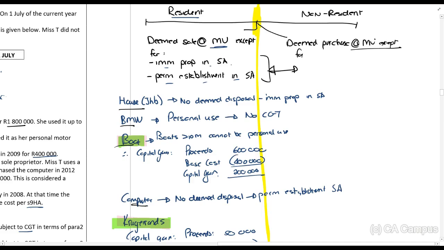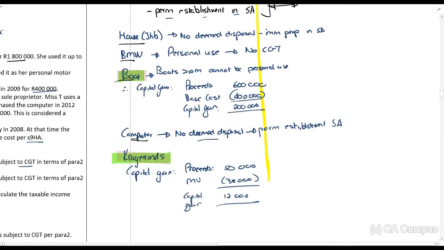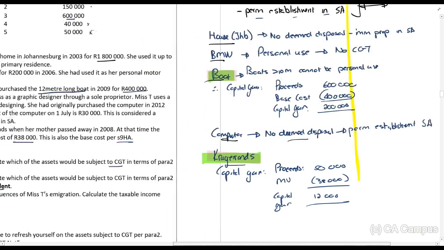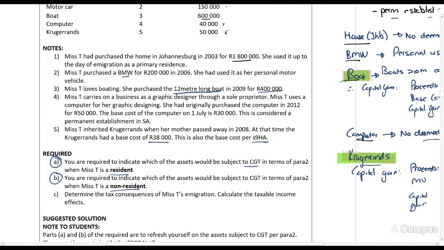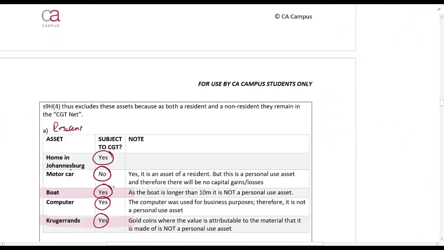The computer, no sale, there's no deemed disposal because it's still in South Africa, so nothing happens to the computer. She's not treated as if she purchased it again. The Krugerrands, she's treated as if she purchased it at market value. What happens when a non-resident purchases Krugerrands? Nothing for South African tax purposes. There's just a new base cost. Okay, so that is what happens in that question.